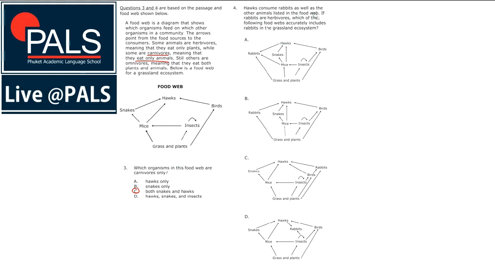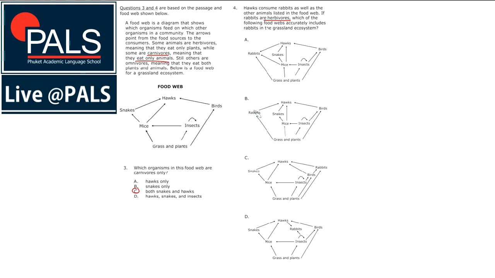Hawks consume rabbits as well as the other animals listed in the food web. If rabbits are herbivores, which of the following food webs accurately includes rabbits in the grassland ecosystem? It says that hawks consume rabbits as well as the other animals listed in the food web, so the hawks consume snakes, mice, birds, and rabbits. And we're told that rabbits are herbivores, so they eat plants only, so they should only feed on the grass and plants and nothing else.